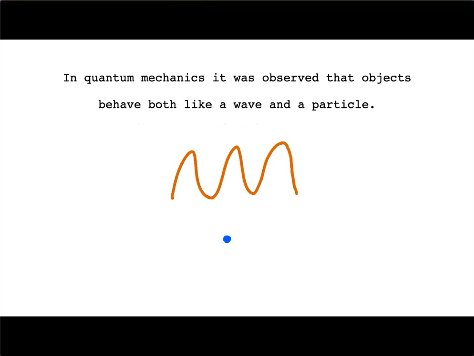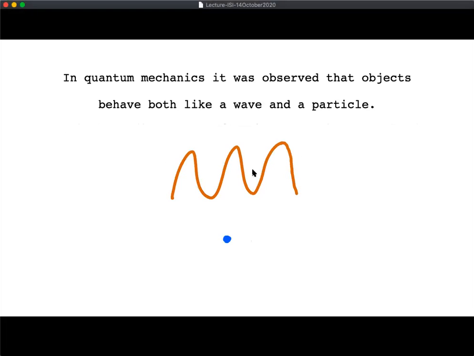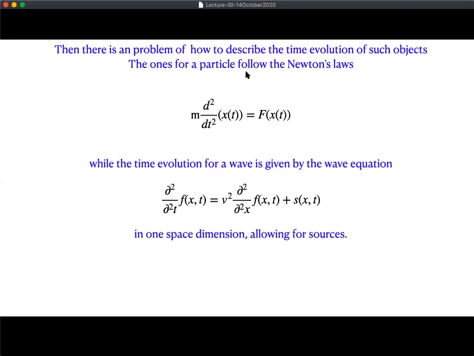In quantum mechanics, it was observed that objects behave both like a wave and a particle. Normally we would not expect a connection, because a wave should exist in something else, whereas a particle can exist by itself. That is the perception that we had. But it was found that some features of quantum mechanical objects exhibited both these properties. So the question of describing them mathematically arose.